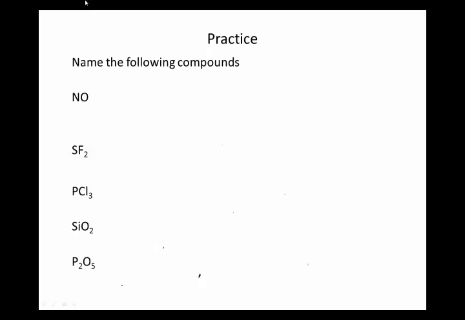Covalent compounds use these prefixes. Ionic compounds don't. Ionic compounds, you just name the cation, name the anion, that's it. Covalent compounds, you have to use the prefixes to say how many there are. Okay? That's all for chapter 5.